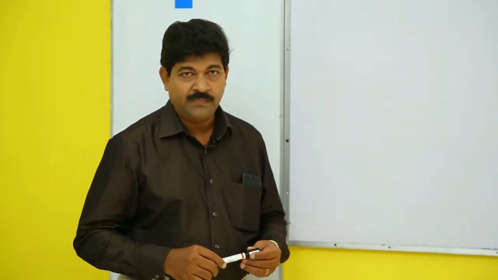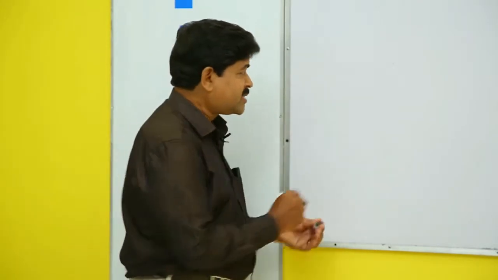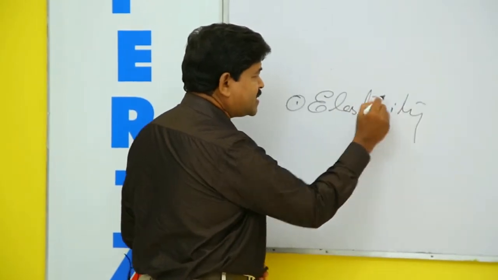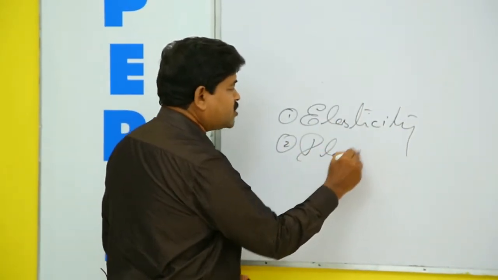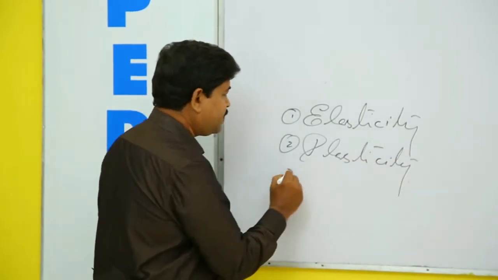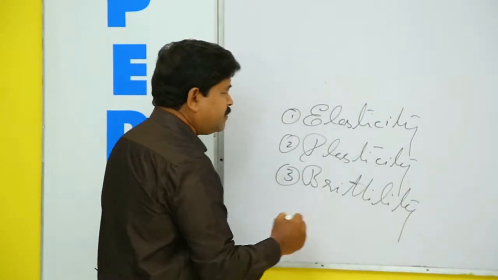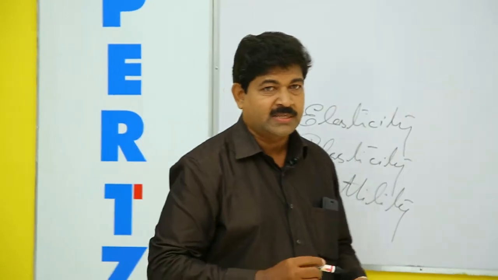Do you know what a solid is? In the case of solids, the molecules are arranged very tightly packed together. The intermolecular space is negligibly small and the force of attraction between them is very high. And this matter exhibits many properties. The first one is elasticity, and it also possesses the property of plasticity, and it can also exhibit the property of brittleness. There are many properties exhibited by materials, but here we are discussing the property of elasticity.